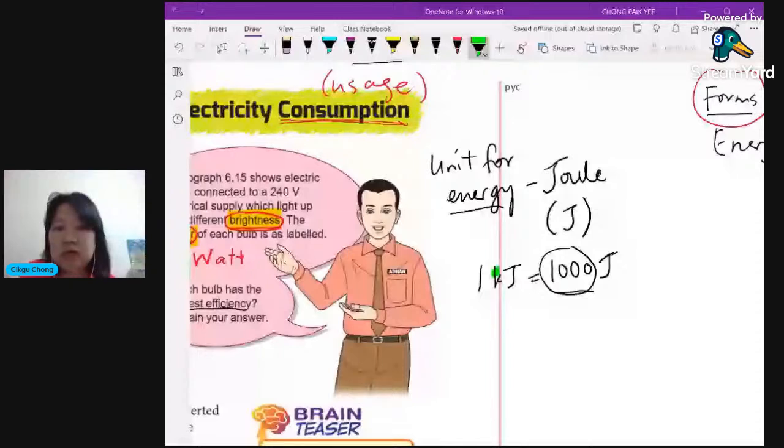1 kilojoule means 1,000 joules. Okay, 1 kilogram is 1,000 grams. Very simple way. So metric is very, very convenient. It's very easy to understand.